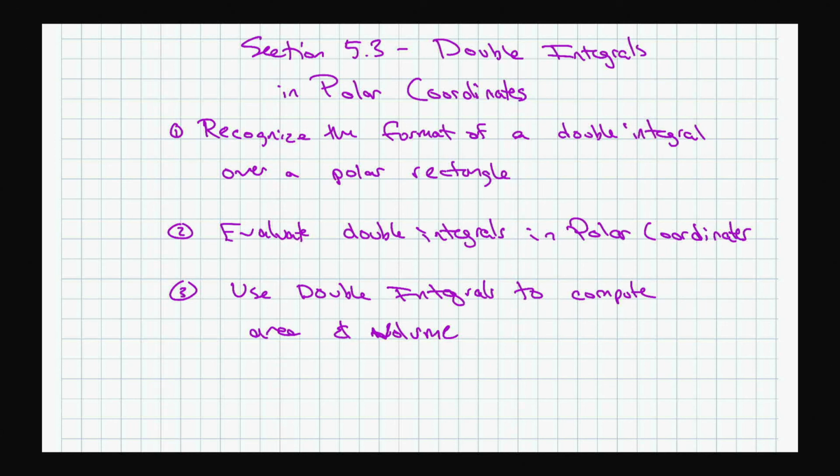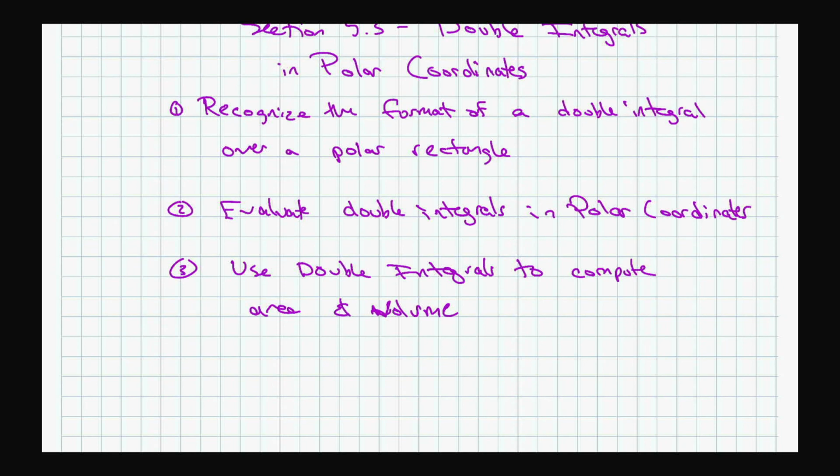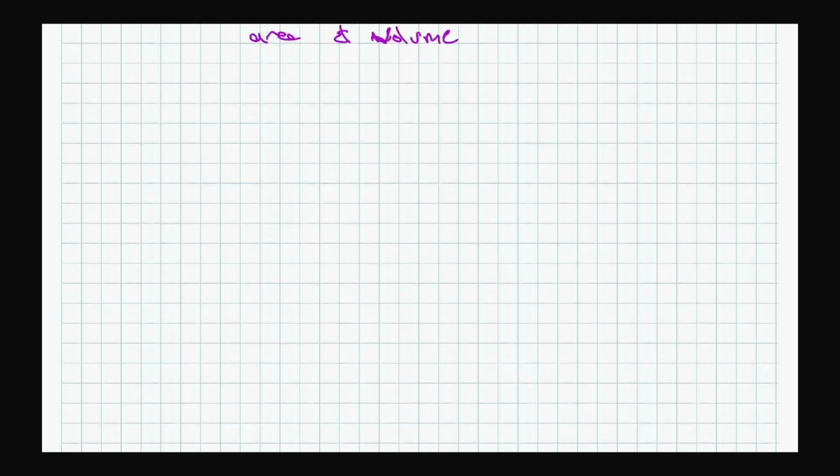We'll find out. Okay. So what were we going to do in this section? Well, we're going to learn to recognize the format of a double integral over a polar rectangle, which we haven't defined yet, but we are going to. And we are going to evaluate double integrals in polar coordinates. And we are going to use double integrals to compute area and volume. So basically, all we're really going to be doing in this section is learning how to do these things that we've already been doing in rectangular coordinates, but now with polar coordinates. I don't think it's that bad here. So let's go ahead and get started.